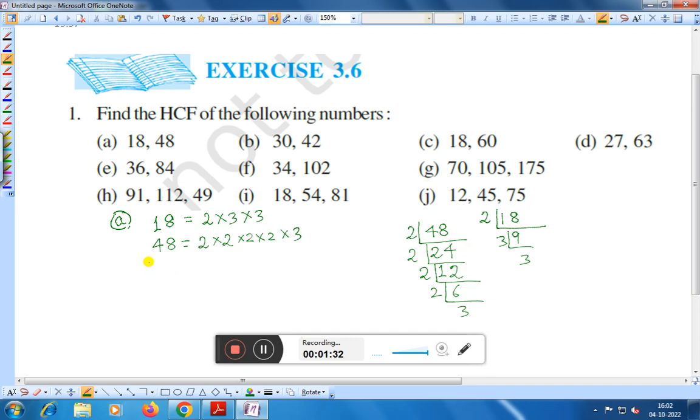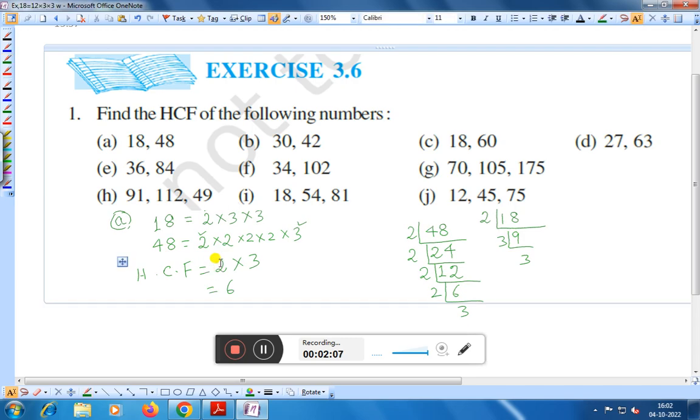Therefore HCF, highest common factor, of 18 and 48 is equal to: we'll find the common. Here 2 is common, so 2 into, and here 3 is also common, so 2 into 3. The highest common factor is 6. Here you see 6 times 3 is 18 and 6 times 8 is 48, therefore HCF is equal to 6. This is question number A.